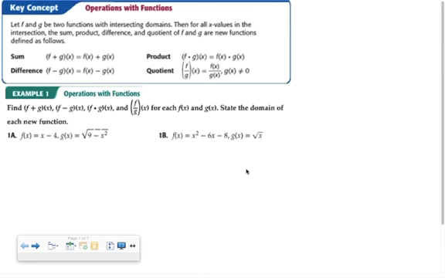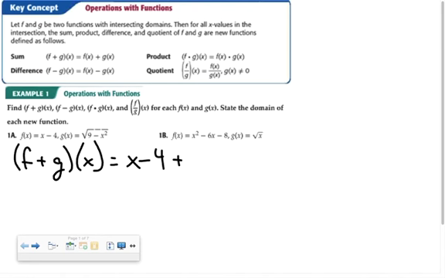In part 1a, I'm being asked for both of them to find the sum, difference, product, and quotient of the two functions. Okay, so f plus g of x, just adding functions together. So I have x minus 4 plus the square root of 9 minus x squared.